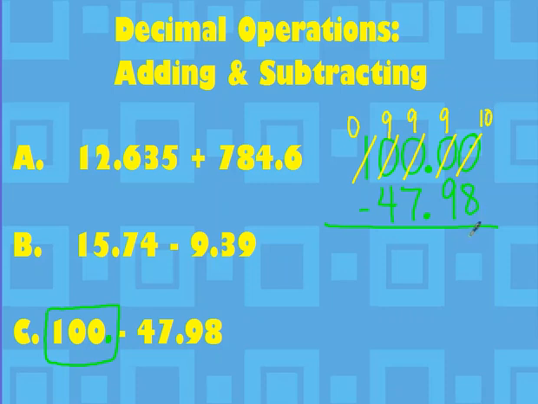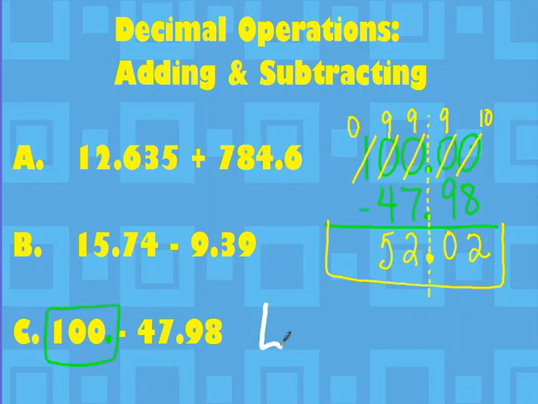So 10 minus 8 gives me 2. 9 minus 9 gives me 0. 9 minus 7 gives me 2, and 9 minus 4 gives me 5. Again, I line up my decimals, so the only thing I have to do is drop my decimal down in the answer. So again, with adding and subtracting decimals, the biggest thing I need to remember is to line them up.